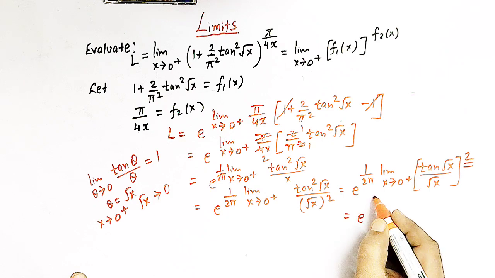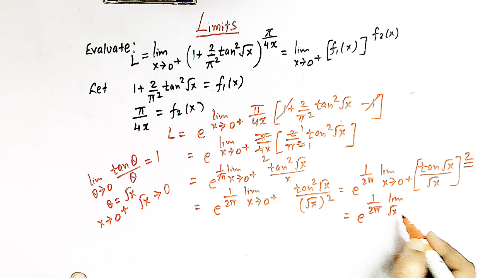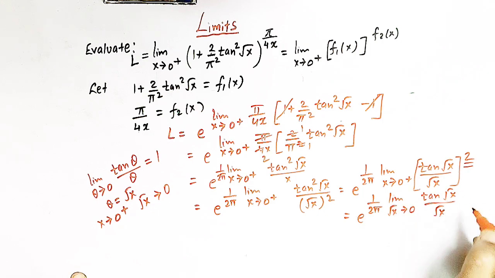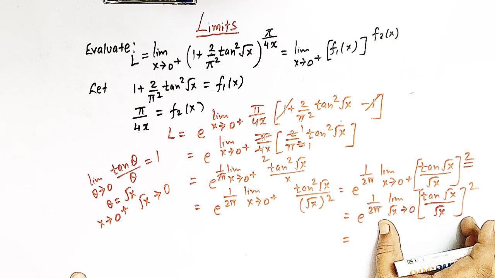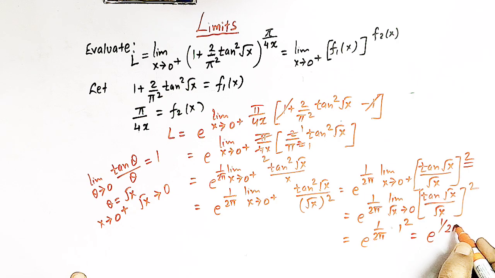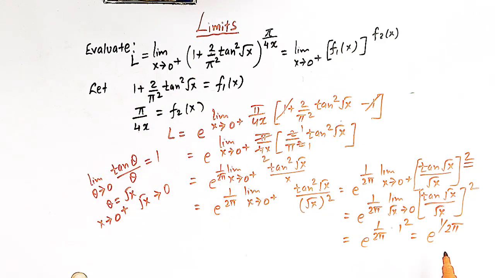So now we can rewrite this limit as 1 over 2 pi, and limit root x tends to 0, right? And here we have tan root x over root x, and this is the whole square. And now this limit is equal to 1, so we have 1 square, so we have 1 over 2 pi, and here we have 1 square, so this is equal to 1 over 2 pi, right? So the value of this limit L is equal to e raised to 1 over 2 pi.